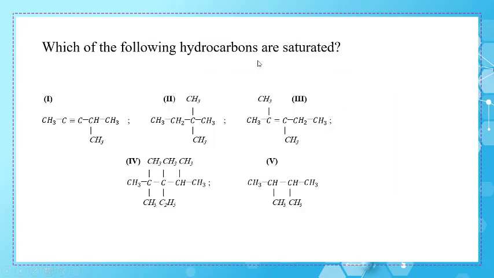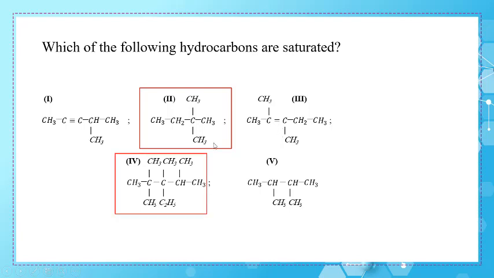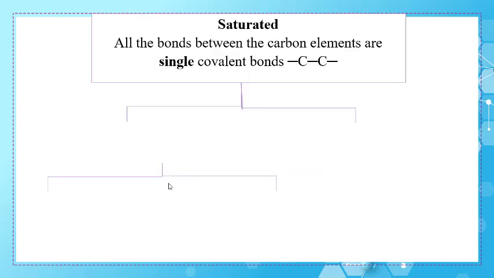Which of the following hydrocarbons are unsaturated? We have to look at the bonds between the carbon atoms. Here we have triple covalent bonds, so it's not a saturated hydrocarbon. For this compound, all the bonds between carbon atoms are single covalent bonds, so this compound is a saturated hydrocarbon. This one is unsaturated since we have a double covalent bond. For the fourth organic compound, this is a saturated hydrocarbon since all the bonds between carbons are single covalent bonds, and the same for the last organic compound.